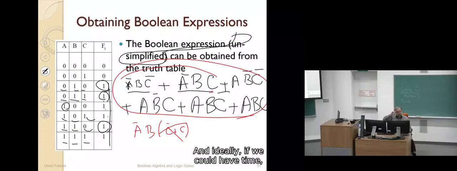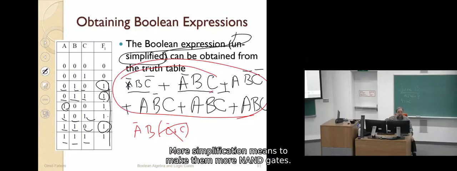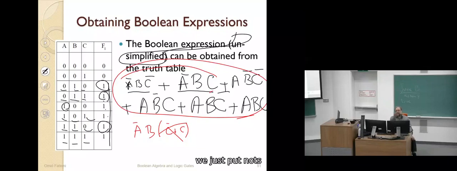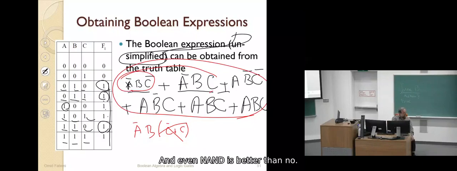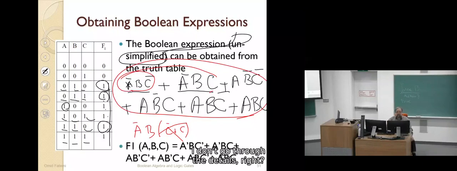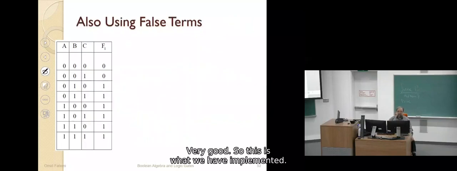And ideally, if we could have time, and I explained for you, NAND is the best. More simplification means to make them more NAND gates. Right now, we didn't care. We just put not and or. So this is the basic gates. It's okay for now. But at the final optimization, it will be good if we could make them NAND gates. And even NAND is better than NOR. I don't go through the detail right now. Very good. So this is what we have implemented.